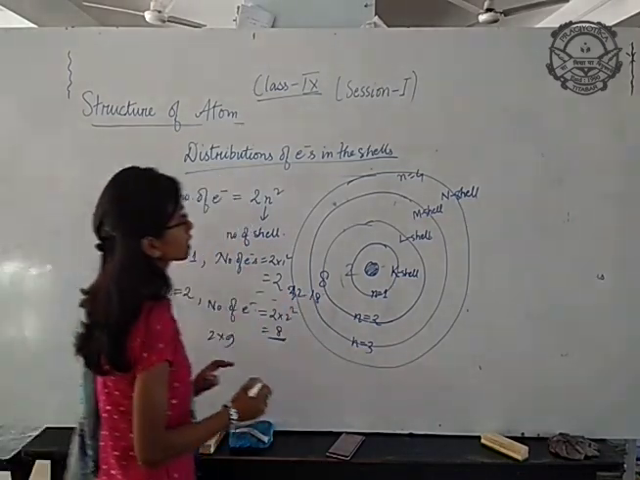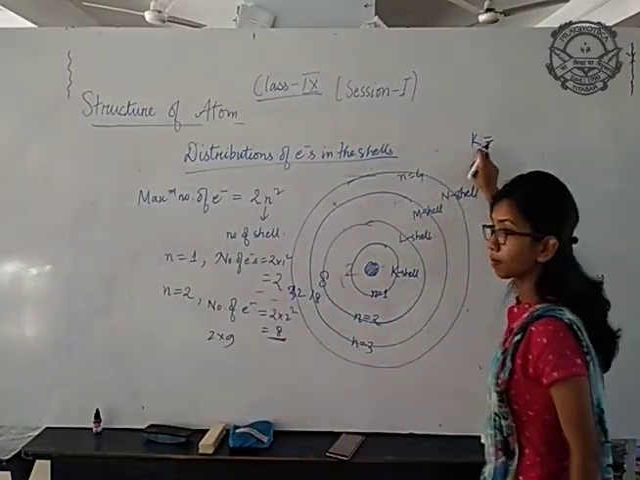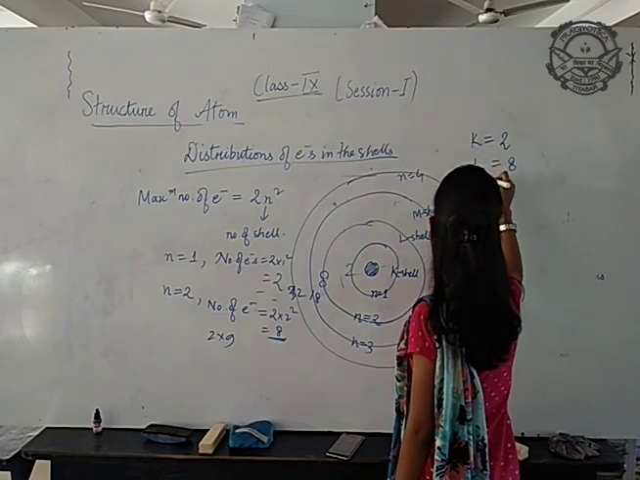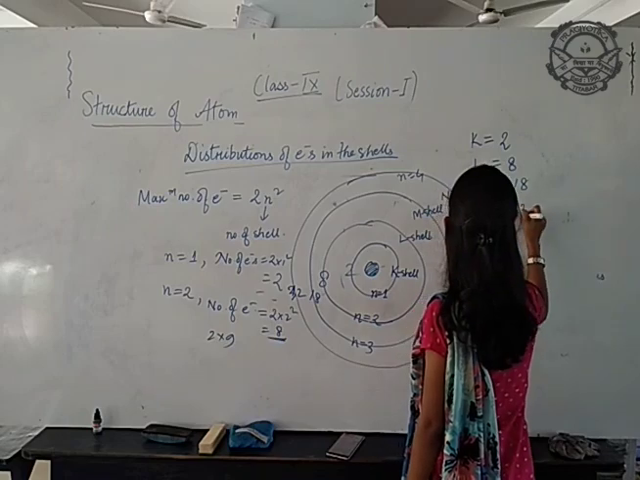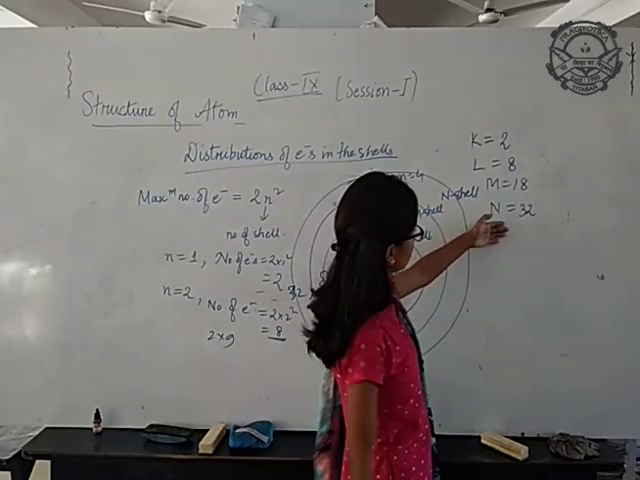Therefore, for the K cell, the maximum number of electrons will be, see I am writing here: for K it is 2, for L it is 8, for M it is equal to 18, for N it is equal to 32. So these are the numbers, and it will continue further.